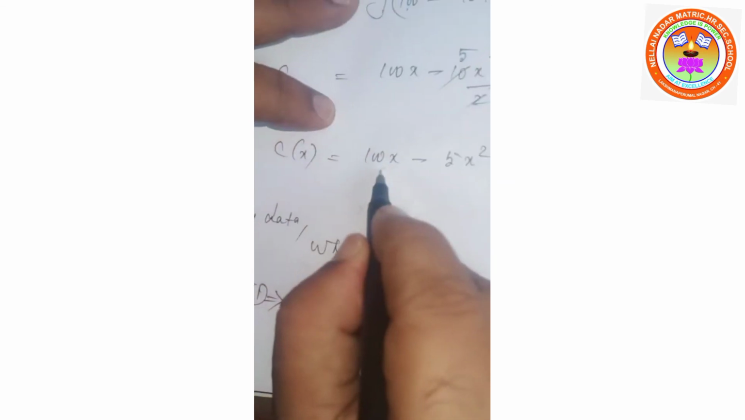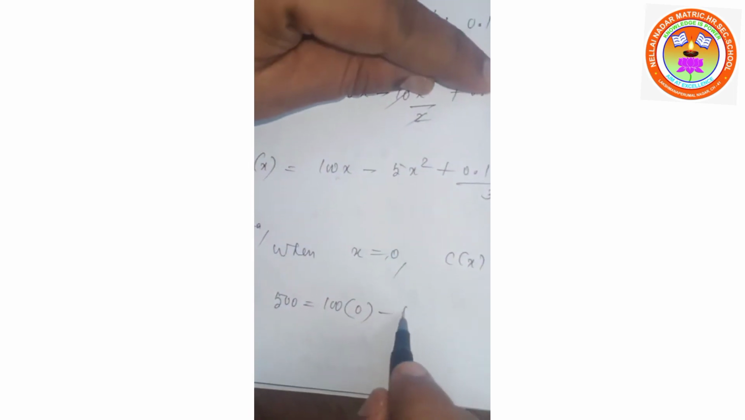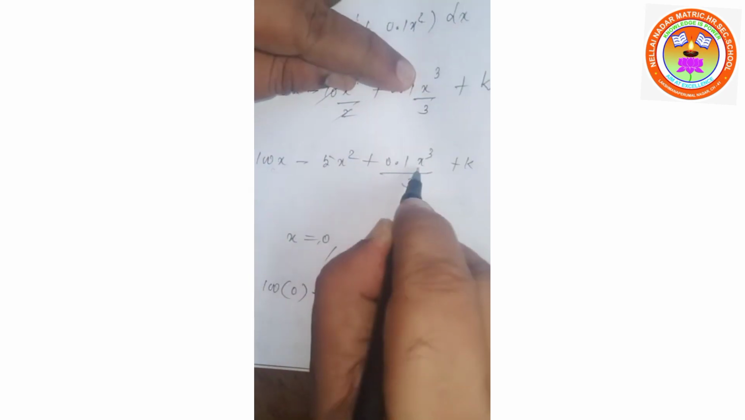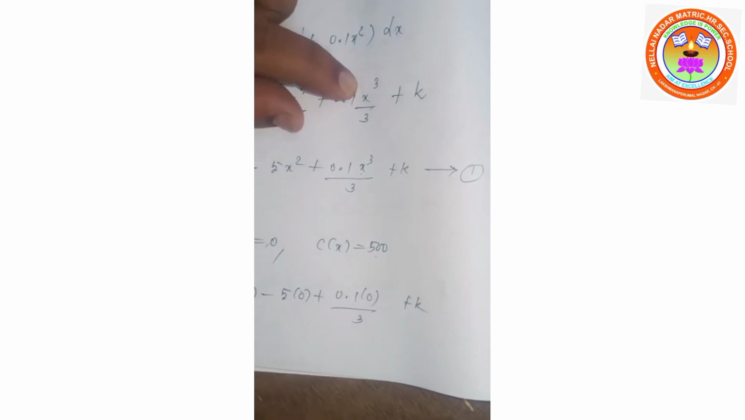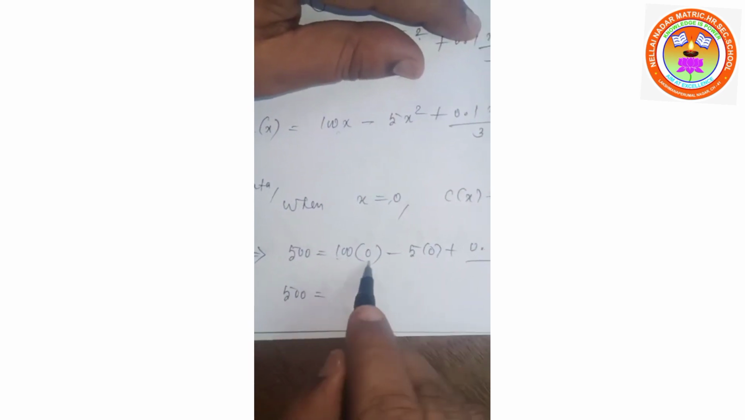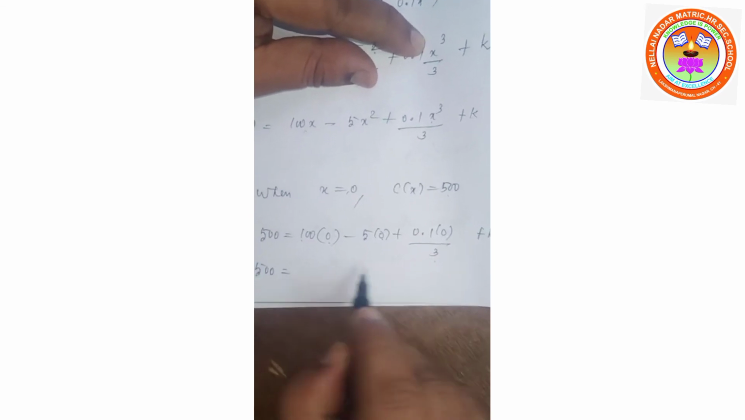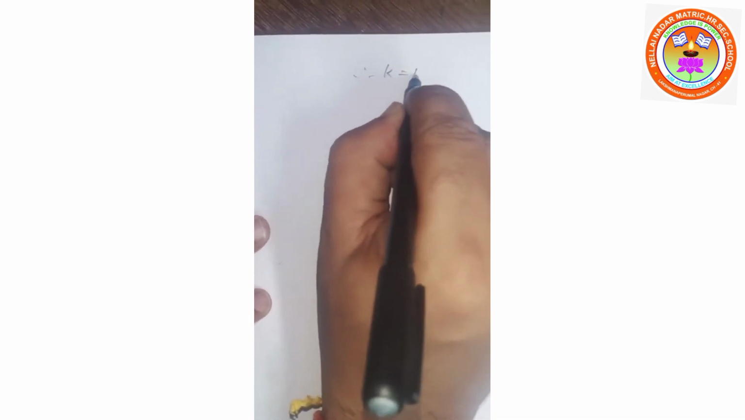That is equal to 100 into x value 0, minus 5 into 0 square is 0, 0.1 into 0 cube is 0 by 3, plus k. 500 is equal to 100 into 0, 0, 5 into 0, 0, 0 into anything is 0, divided by 3 that is also 0, together 0, 0 plus k. So k is equal to 500. Therefore, k is equal to 500.